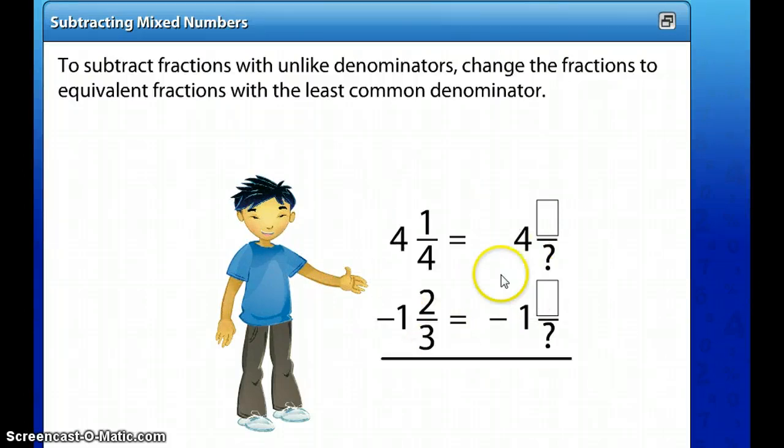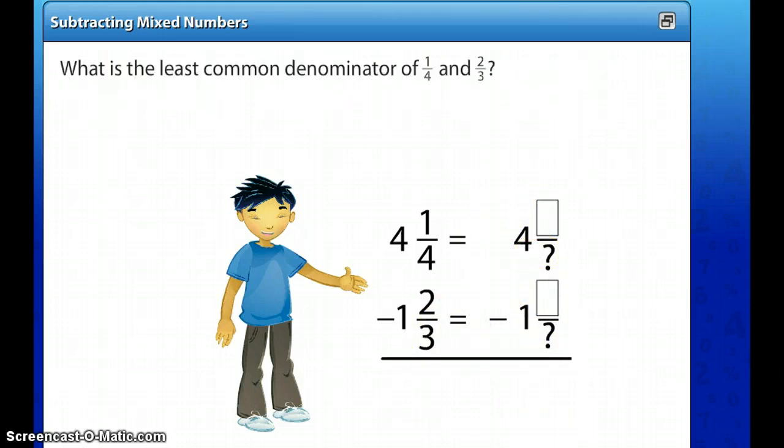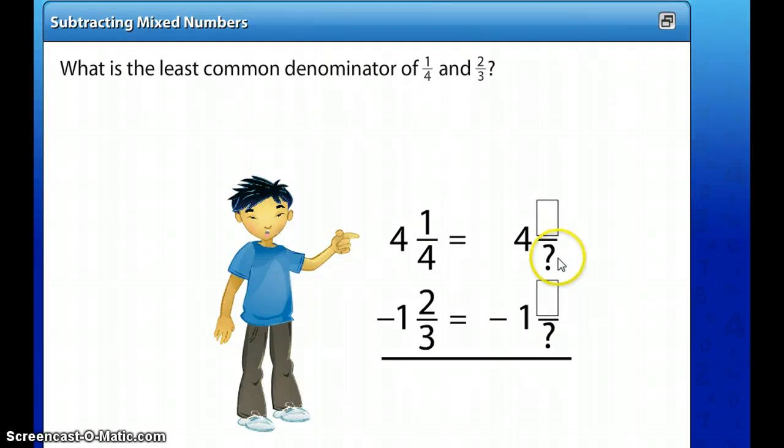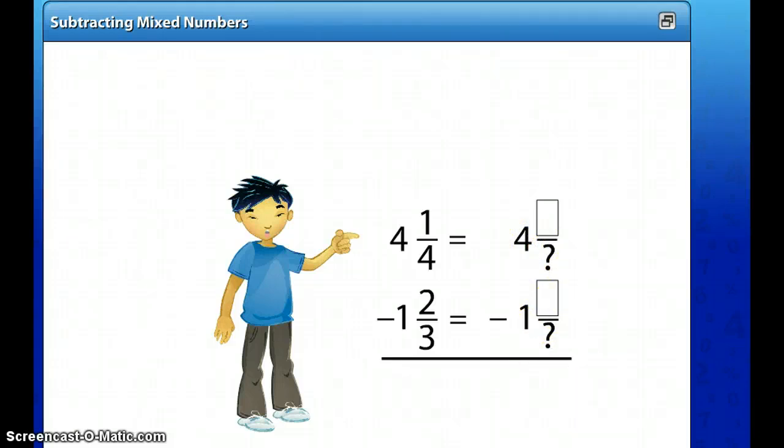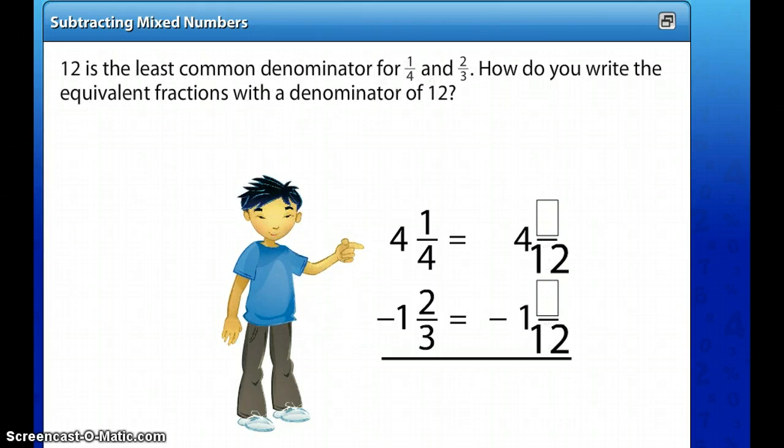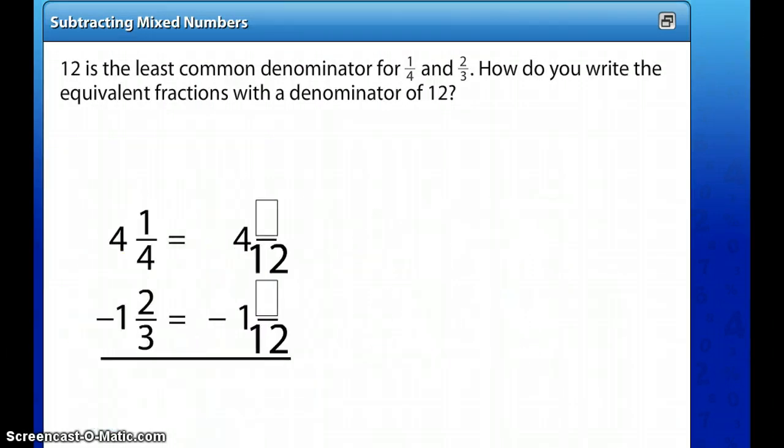Okay, so if you have a piece of paper out, you can go ahead and write it out like this. 4 1/4 minus 1 2/3 is equal to 4 and what over what minus 1 and what over what. What is the least common denominator of 1/4 and 2/3? Claire? 12 is the least common denominator, so 12 will become our denominator for both fractions. 12 is the least common denominator for 1/4 and 2/3.